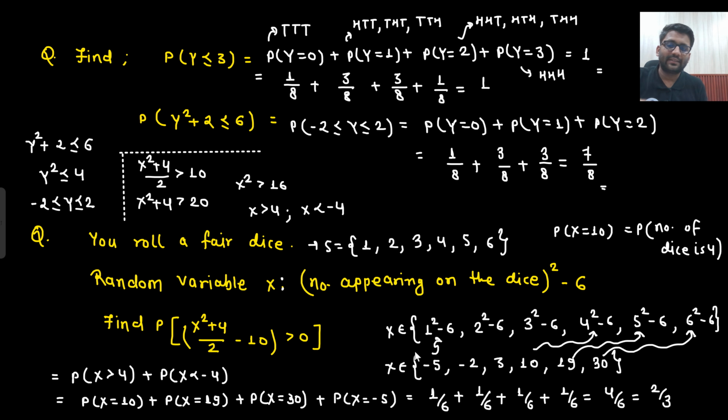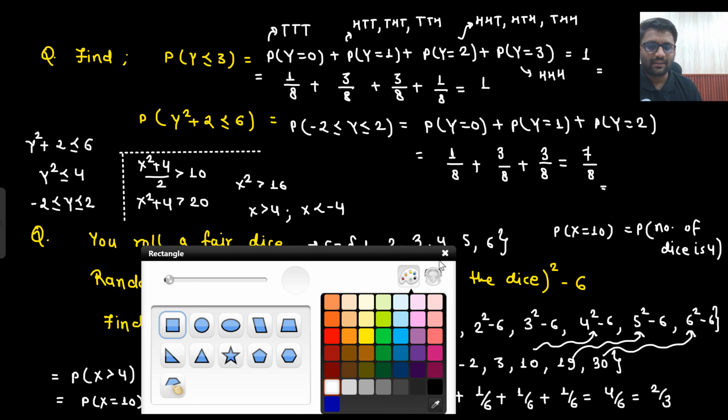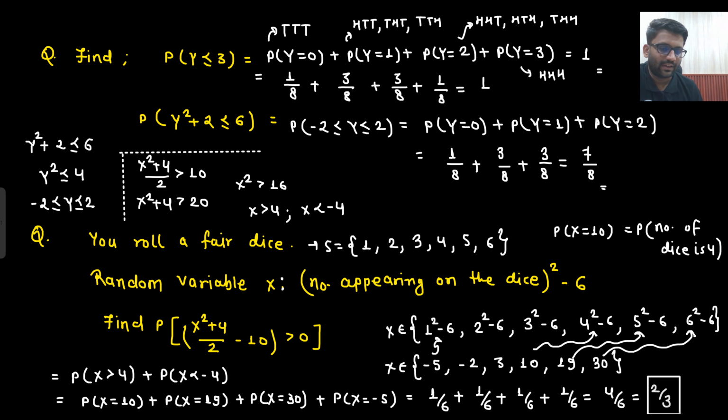Now X equals 10 corresponds to getting number 4 on the dice. What is the probability of getting number 4 on the dice? That is 1 by 6. What is the probability of X equals 19? It corresponds to getting number 5 on the dice. In the same manner we got the probabilities and we got the final answer, that is 2 by 3. Is that clear to you or not? This is the final answer. Now the concept of random variable is clear to you. Say yes or no.